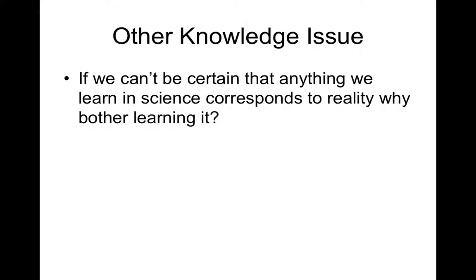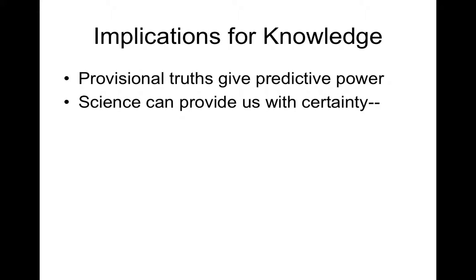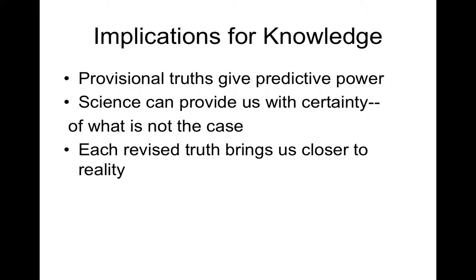Our current status of knowledge may prove to be limited in the future, but as long as it predicts and explains, then that's the nature of a scientific truth. Increasingly accurate because of ruling out what isn't the case, but possibly not the final truth. Provisional truths give us predictive power. Science can provide us with certainty of what's not the case, and each revised truth brings us closer to reality.